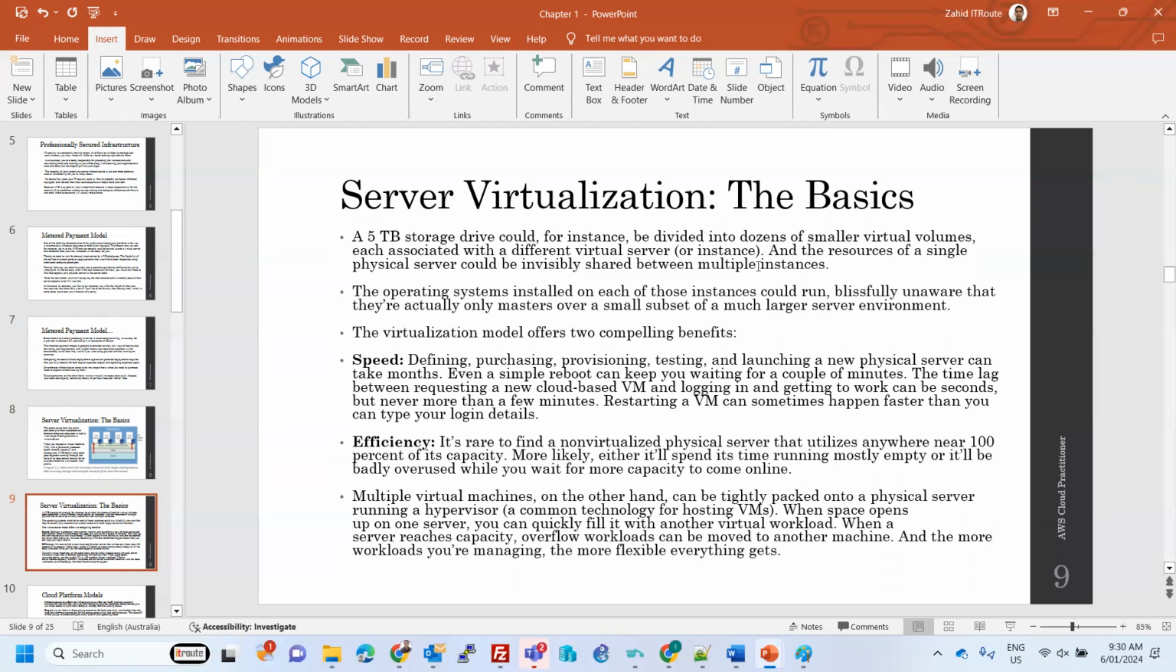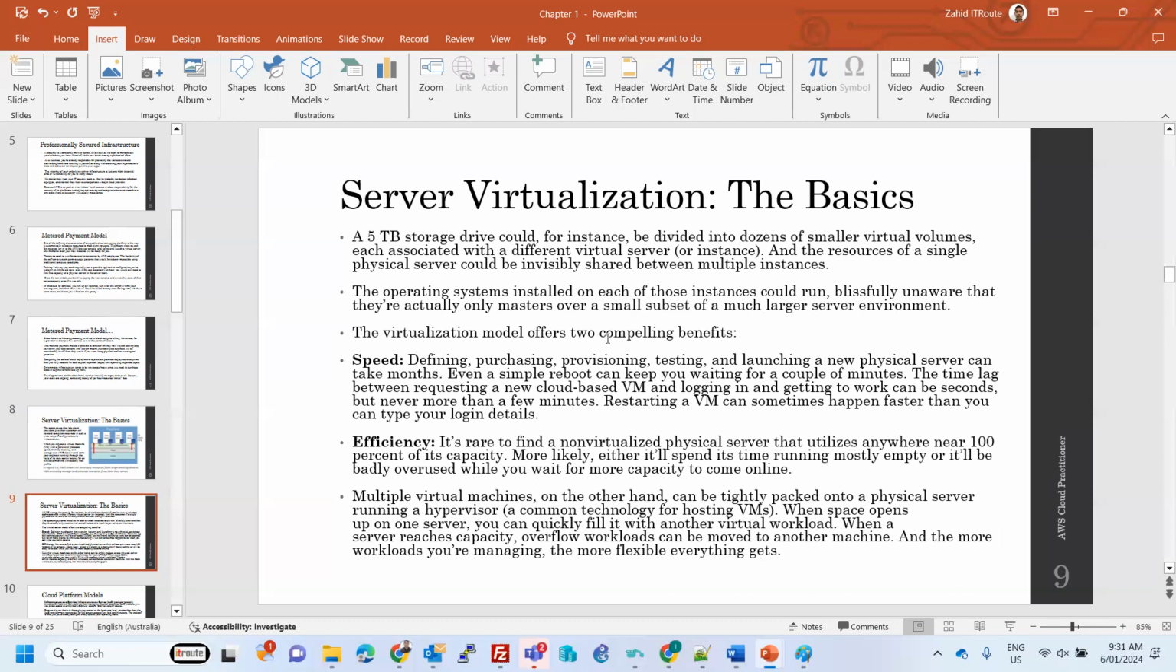what is the advantage of virtualization? If you purchase one physical server, it costs a lot. And on top of that, you can create many virtual machines. In this way, you can reduce the cost. Like if you have one physical server, or maybe many physical servers, on top of that hundreds of VMs running. Then the operating systems installed on each of those instances could run, blissfully unaware that they are actually masters over only a small subset of a much larger server environment.